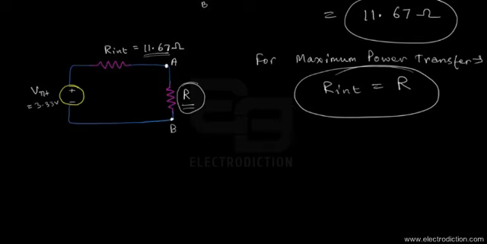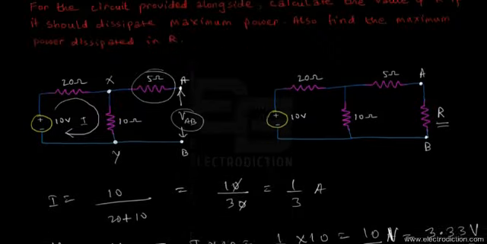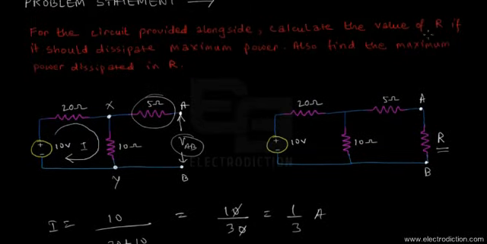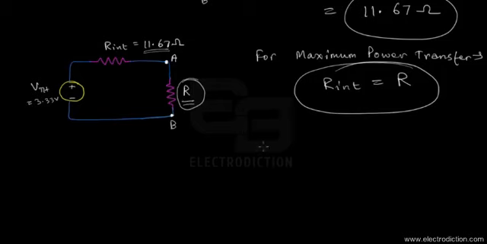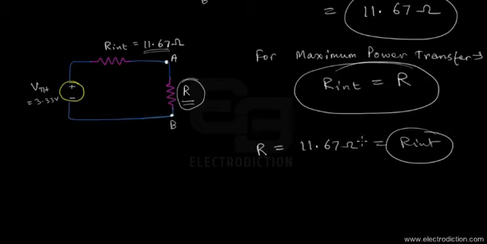So in order to find out, as the problem statement says, the value of R if it should dissipate maximum power, keeping that in mind, we can understand that the value of R should be equal to about 11.67 ohms, which is the same as the internal resistance's value that we have just obtained right over here. So R is equal to 11.67 ohms.